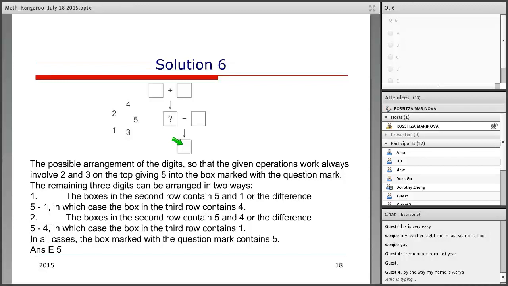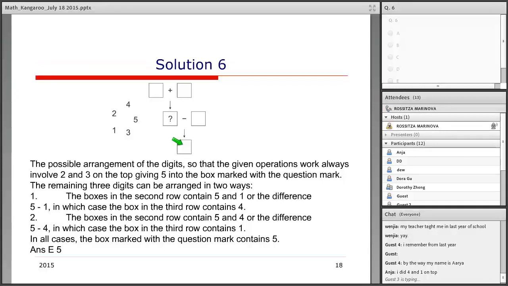So good job, Arya. Yes, and that is what your answer is, E5. And many of you got the answer correct. Even if you did not get the answer correct, I'm sure when you look at the solution now, you will be able to understand it. Okay, so here I have Anja said, I did 4 and 1 on the top.